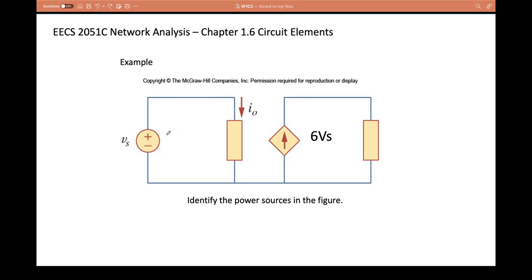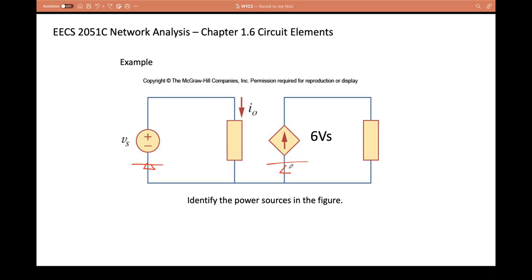Here, really quick, this is just an example. I want to review a little bit with you guys, to identify the power source in this figure. So obviously we have these two. Anyone can just answer this really quick. What type of power source do you think this is? Anyone have some answers? The independent voltage. Yes, correct. It's an independent voltage source.